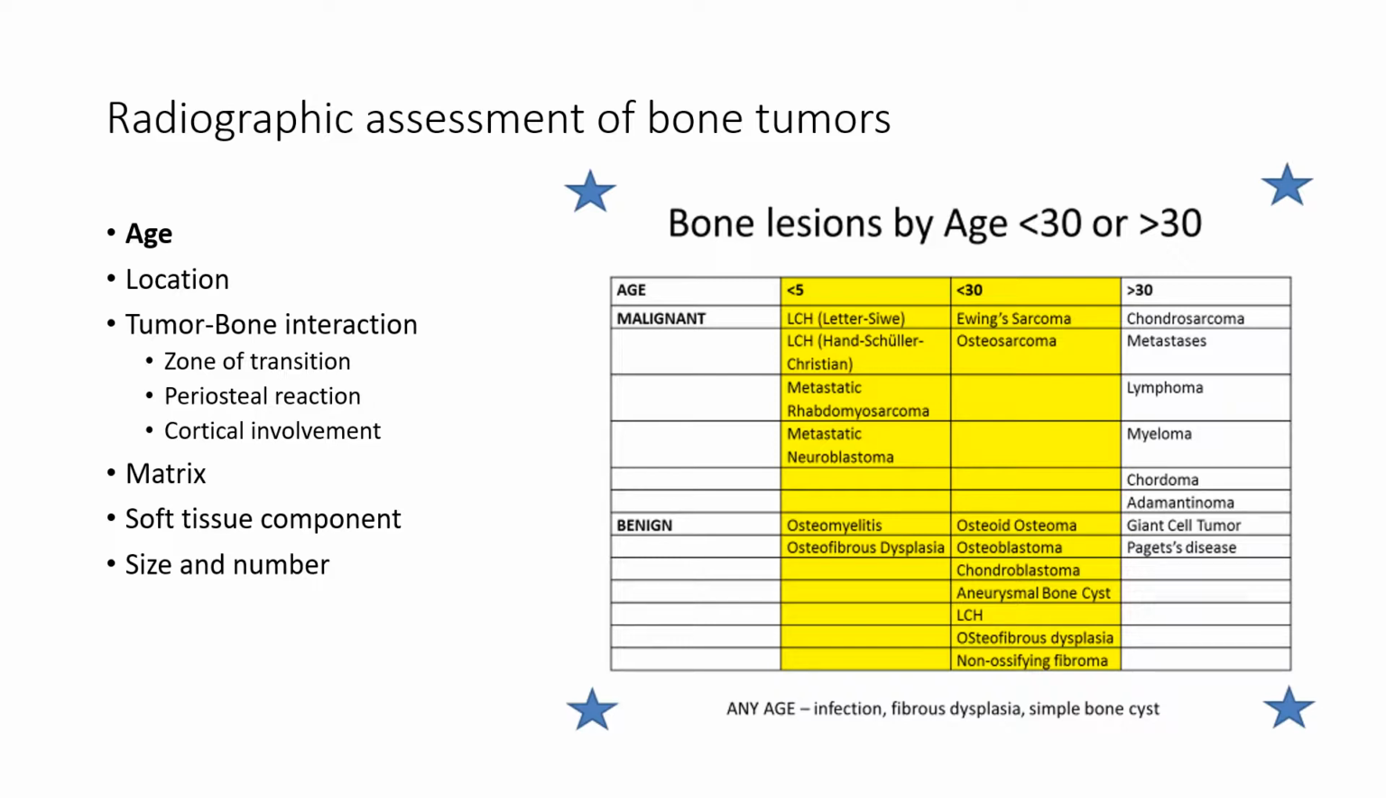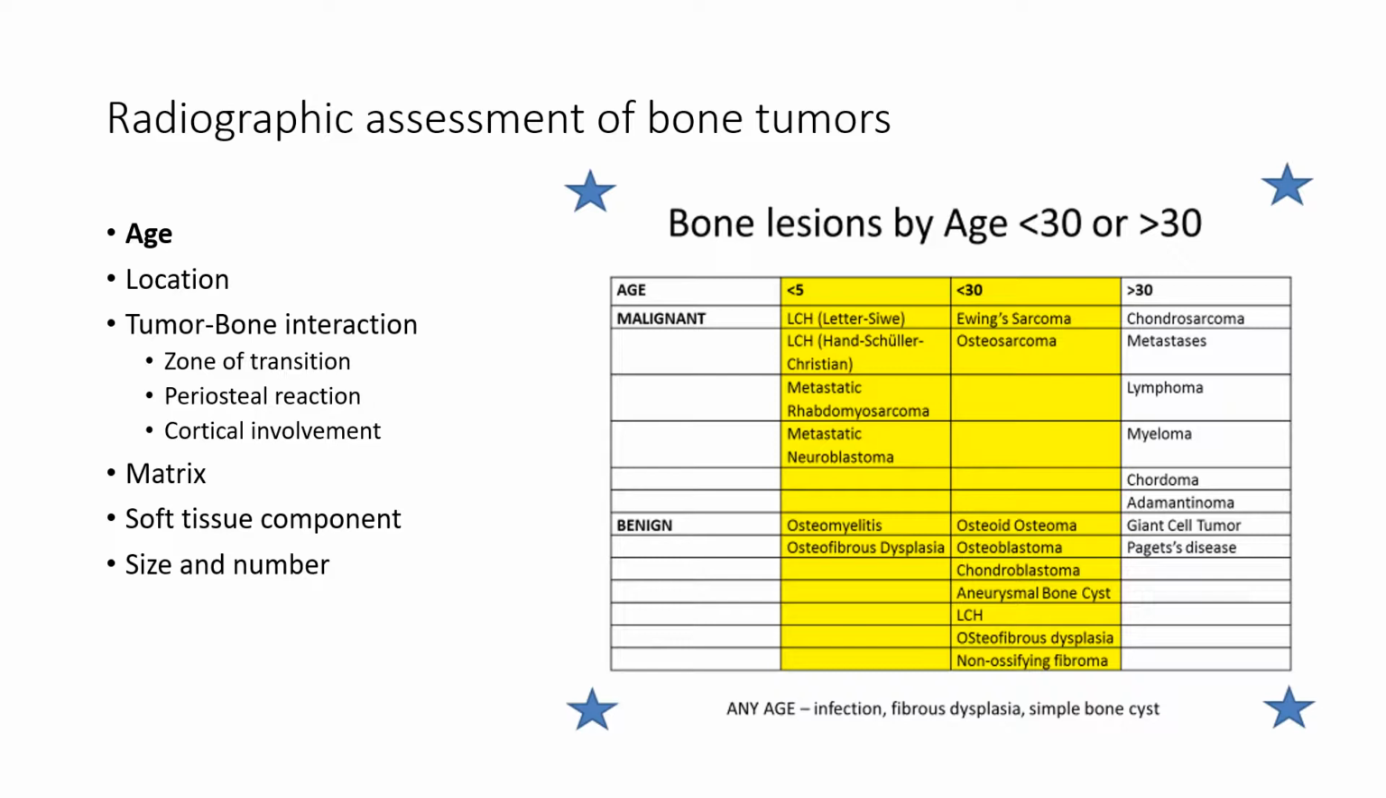Age is best thought of in broad categories. Lesions that occur in patients less than 30 or greater than 30. There are a lot of diseases that occur in patients less than 30. The most common primary bone tumor is osteosarcoma. Second is Ewing sarcoma. In patients greater than 30, the most common primary bone sarcoma is chondrosarcoma.